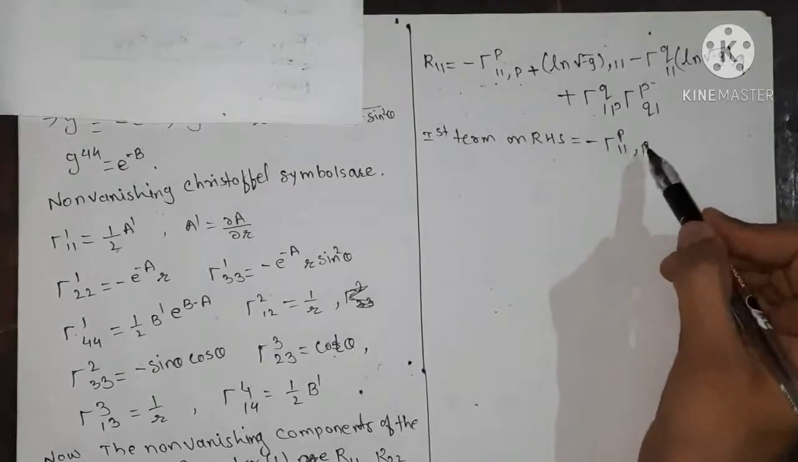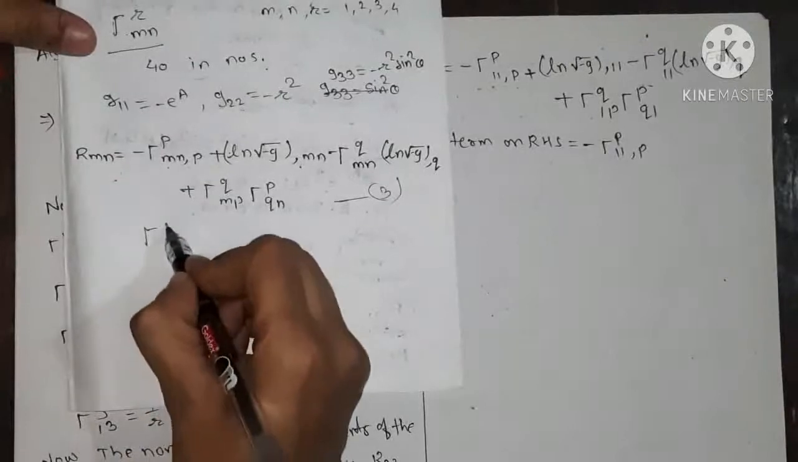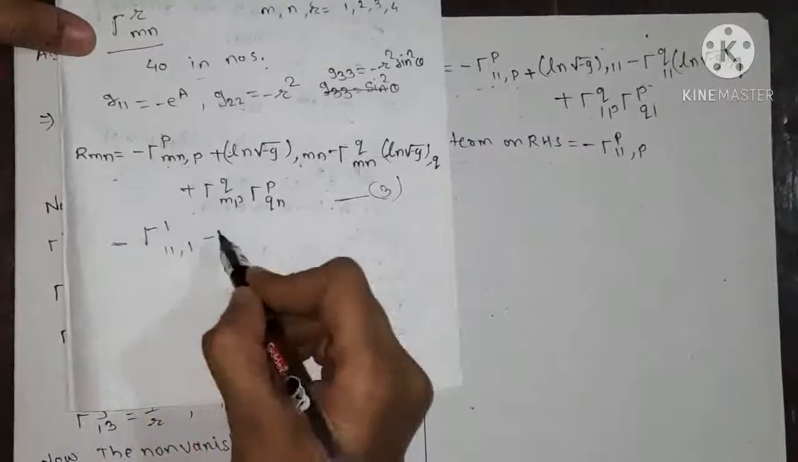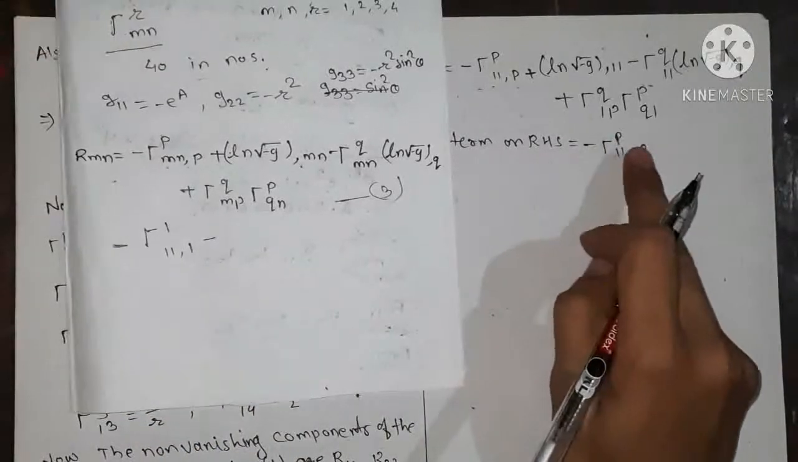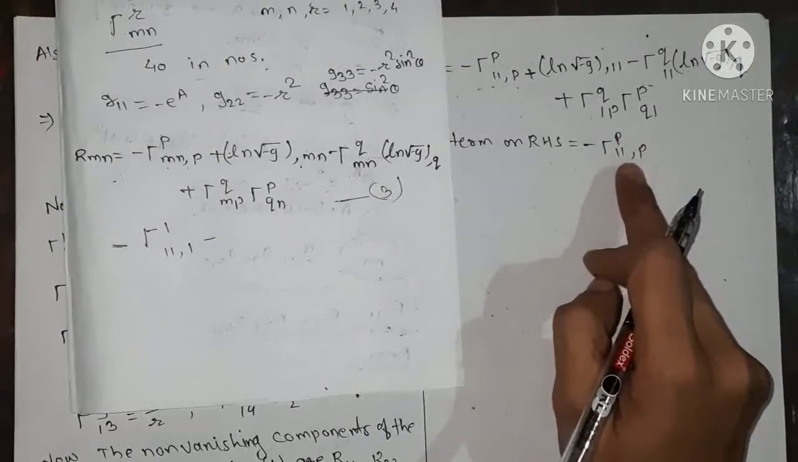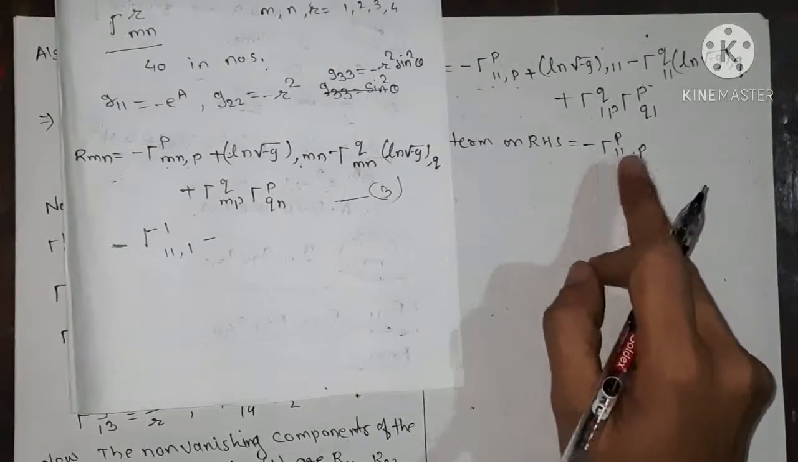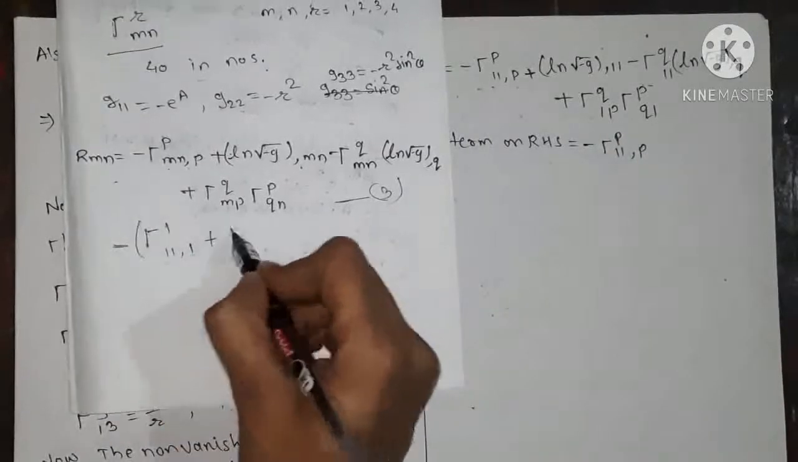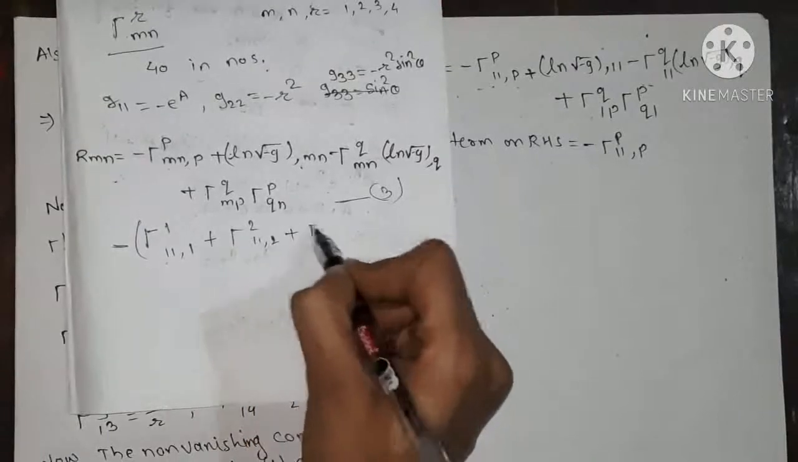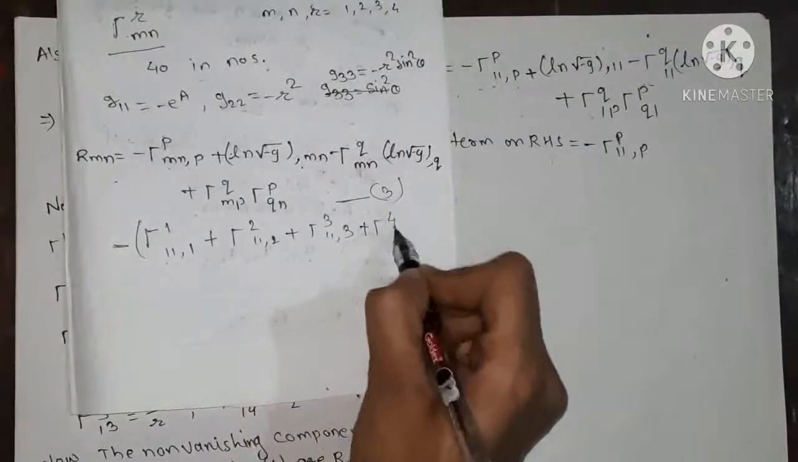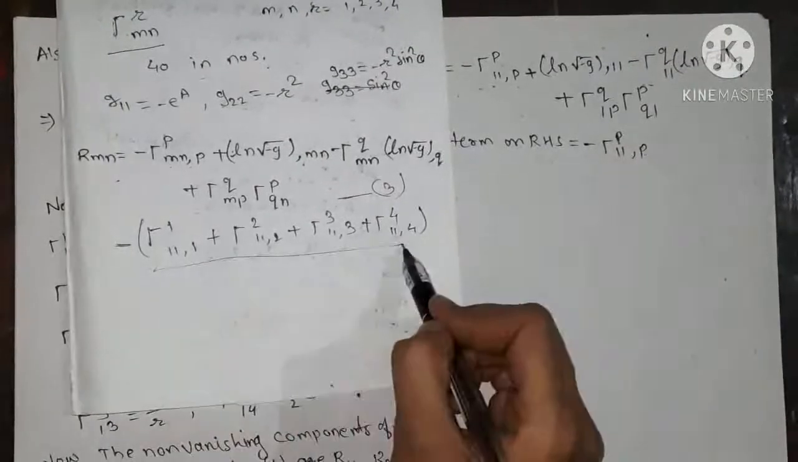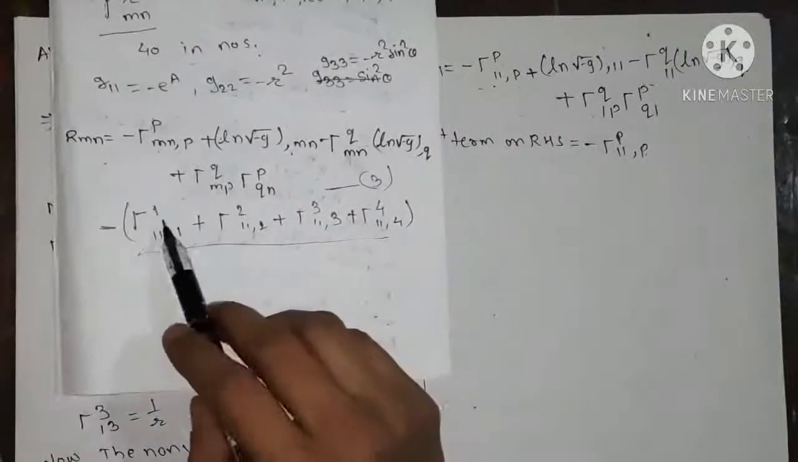So here p is a dummy suffix, so this can be written as gamma of 1 1 comma p 1, because p equals 1, with the minus sign. As p is a dummy suffix, we use the summation convention rule. By the summation convention, this is equal to gamma of 1 1 plus gamma of 2 1 1 comma 2 plus gamma of 3 1 1 comma 3 plus gamma of 4 1 1 comma 4.